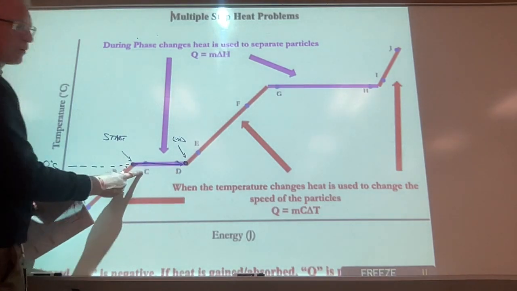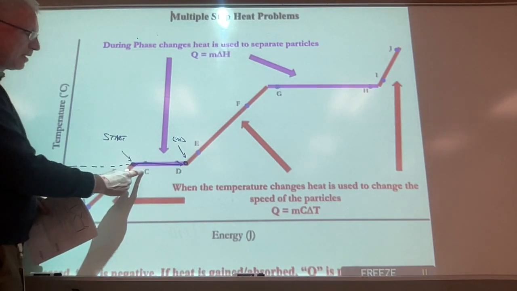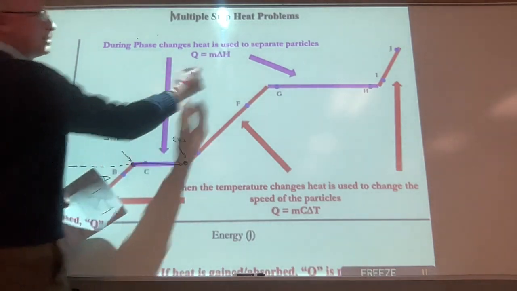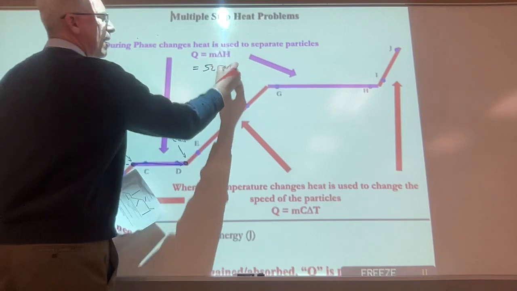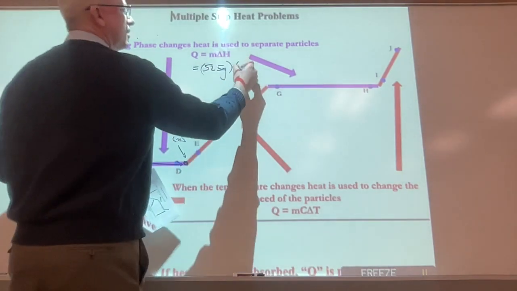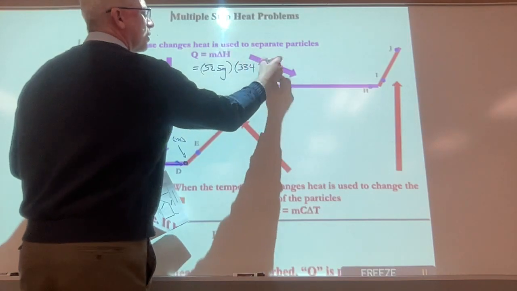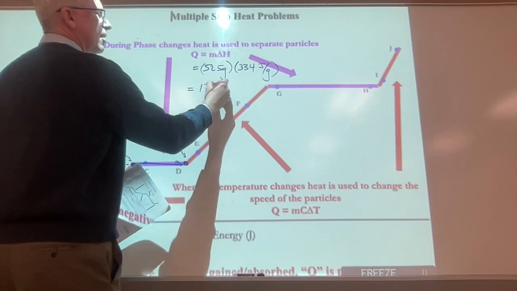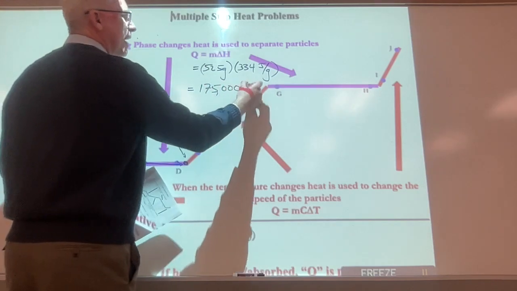So we're gonna use the Q equals M delta H equation for this, because that is the equation we use whenever we're on a flat part of the graph. So Q equals M delta H. In question 1, it tells you that you have 525 grams, and that your delta H in this case is 334 joules per gram. And if you multiply those together, you're gonna get 175,000 joules.